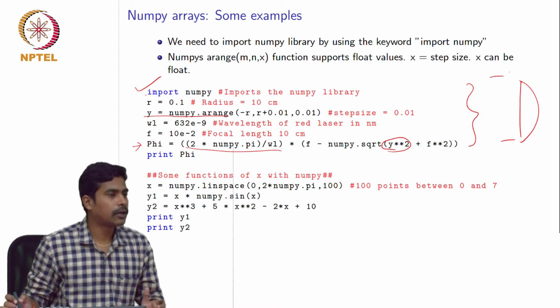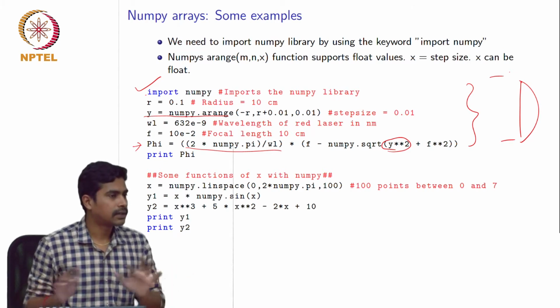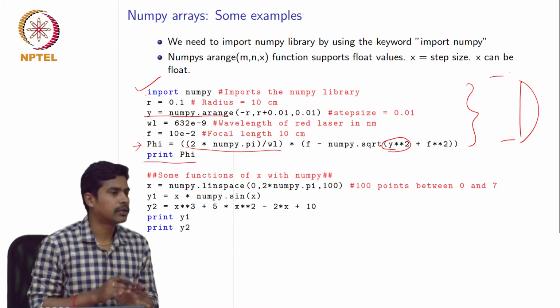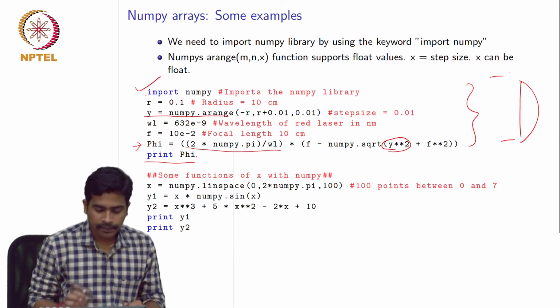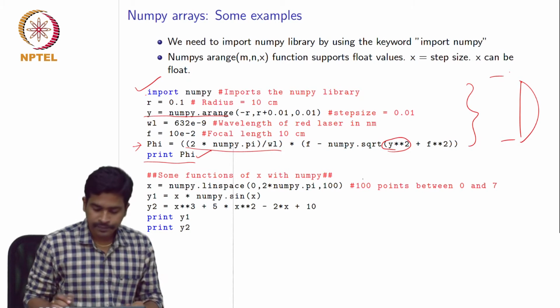So this is equivalent to just typing an equation. You don't have to write for loops. Okay, and we are printing the value of phi using this command.